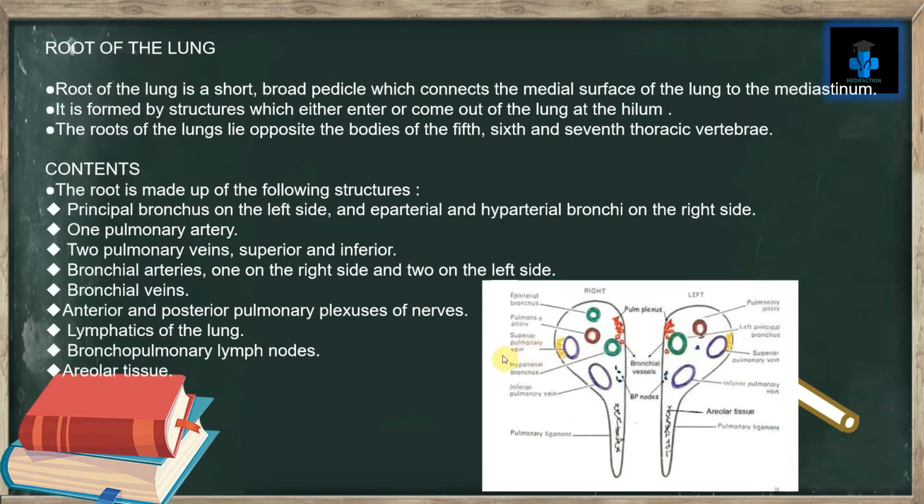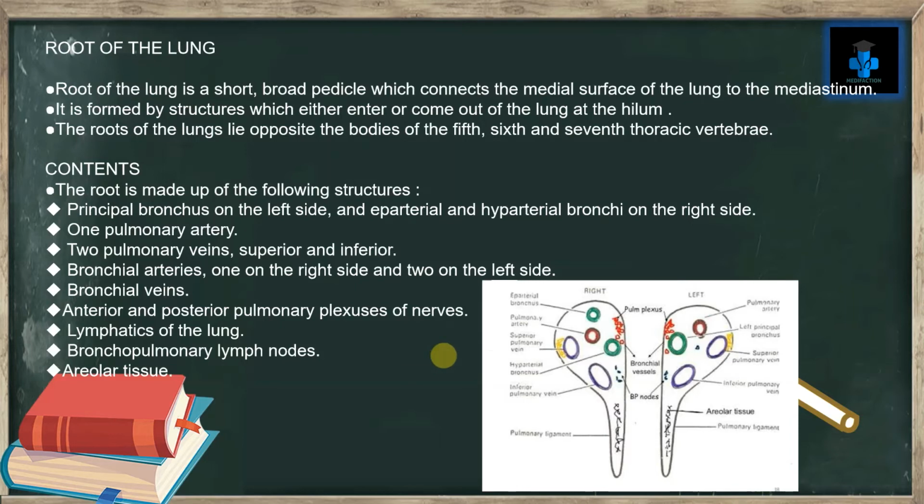Root of the lung. Root of the lung is a short, broad pedicle which connects the medial surface of the lung to the mediastinum. It is formed by structures which either enter or come out of the lung at the hilum. The roots of the lung lie opposite the bodies of the 5th, 6th, and 7th thoracic vertebrae.